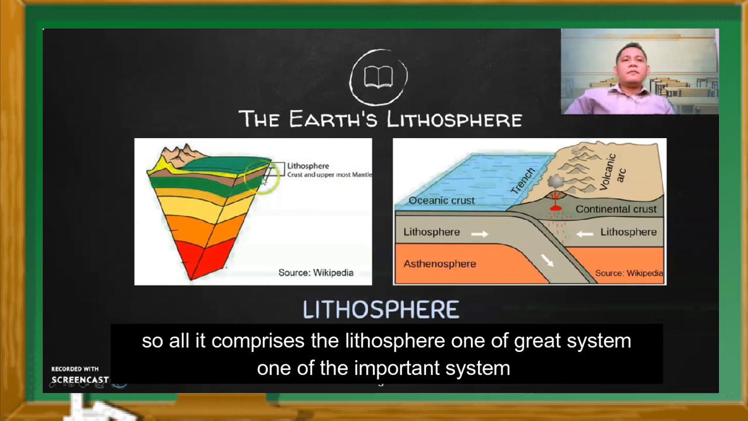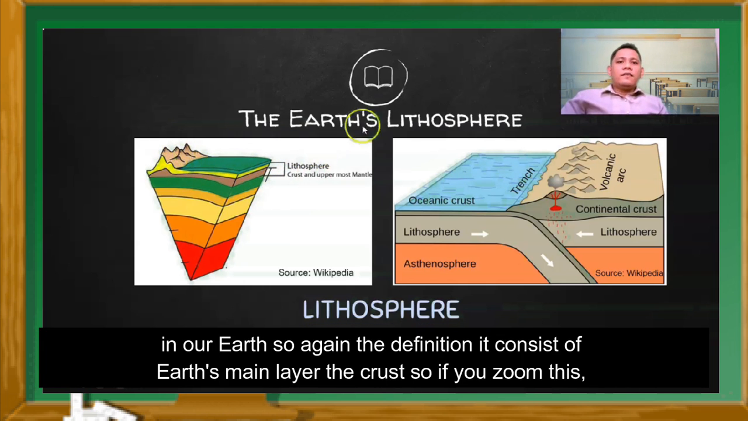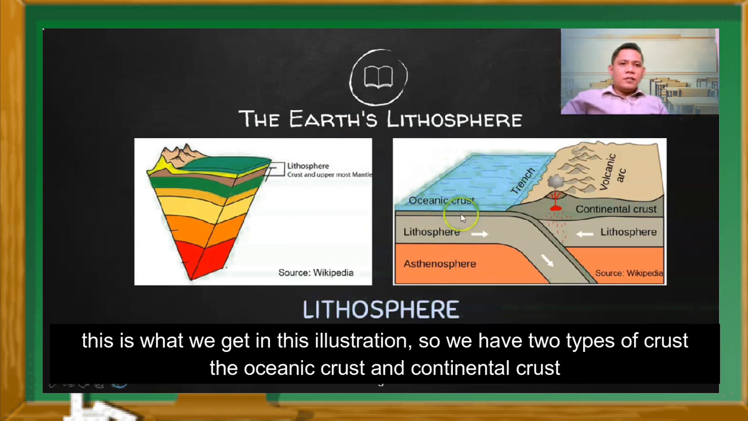So all of it comprises the lithosphere, one of the important systems in our Earth. Okay, so again, in the definition, it consists of the Earth's two main layers, the crust and the uppermost mantle. When we zoom in, this is what we get, this illustration from Wikipedia. We have two types of crust, the oceanic crust and the continental crust.